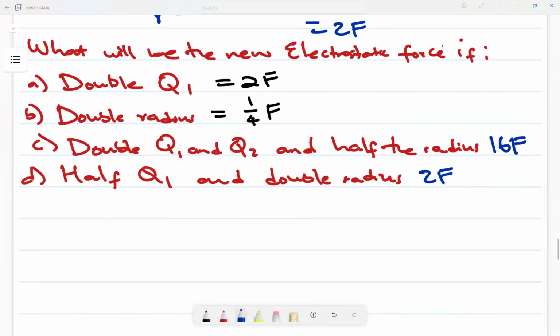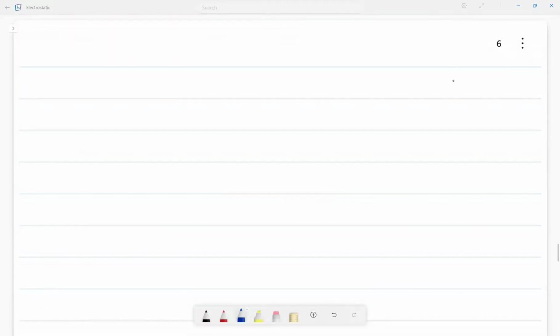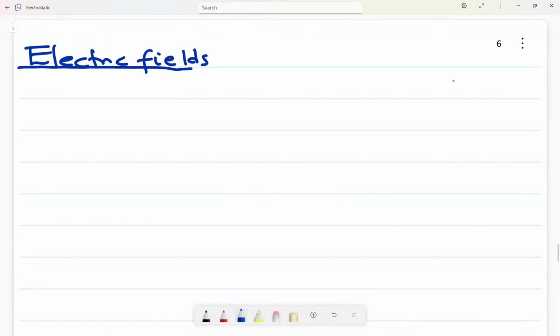Yes. Now let's move on to electric field. All right. Let us be in a position of talking about electric fields. Know your definition from the exam guideline. Remember, an electric field is a region in space in which an electric charge experiences a force. Know your definitions very well.